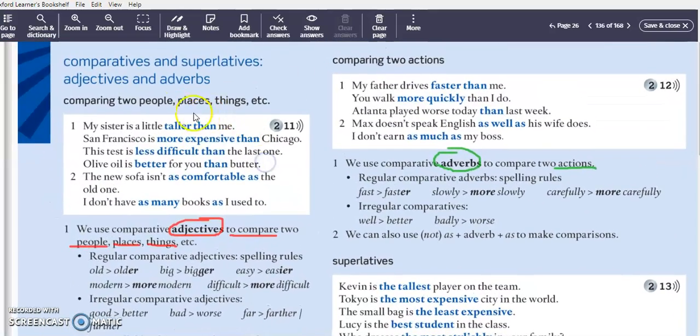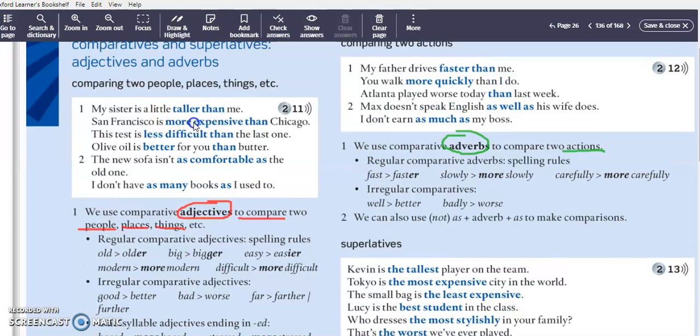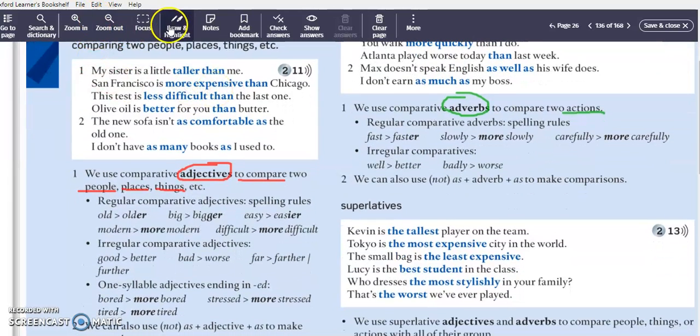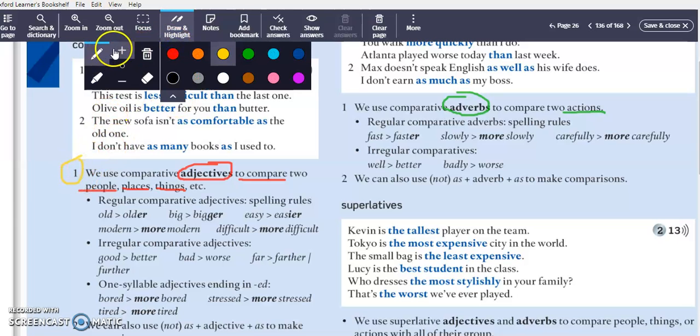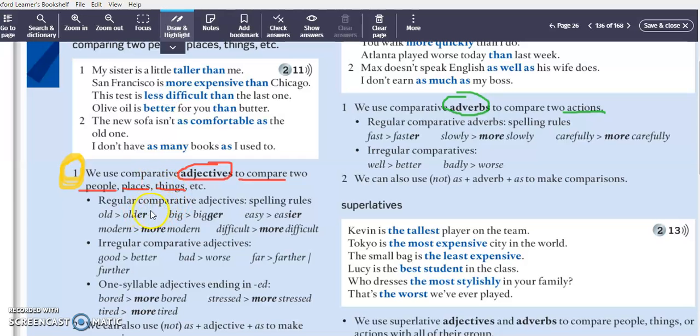First, we're going to do this comparison with this. Okay, please follow me through the numbers. Here in number one, we're going to use comparative adjectives to compare people, places, and things. So you have regular comparatives, which usually finish in -er, like this. These are the spelling rules. But for longer adjectives, we're going to add more: more modern, more difficult.